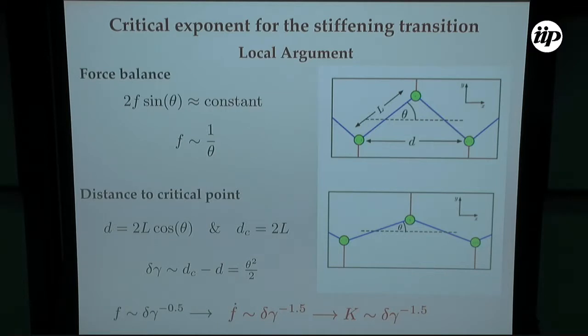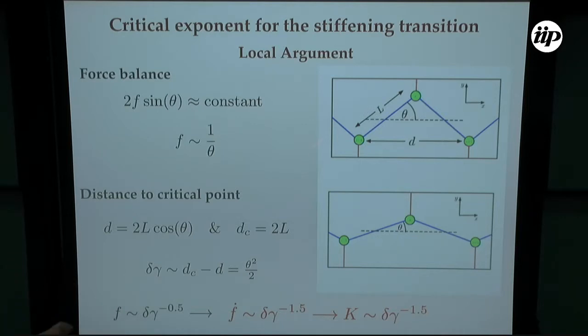This is what we call the local argument. Just imagine that you have this very simplified model. These are rigid rods, and this is just some spring to stabilize your system. Here you have some angle, and this is the distance between these two different nodes. So now, in a local model, I will say that the tensions here are diverging.